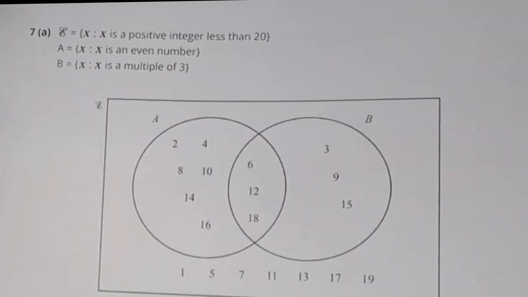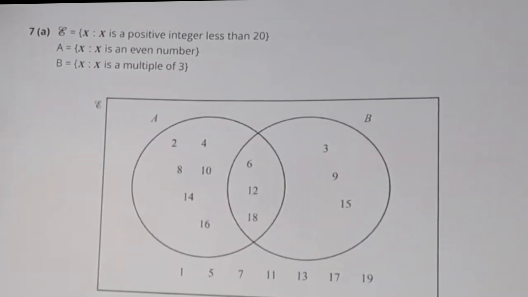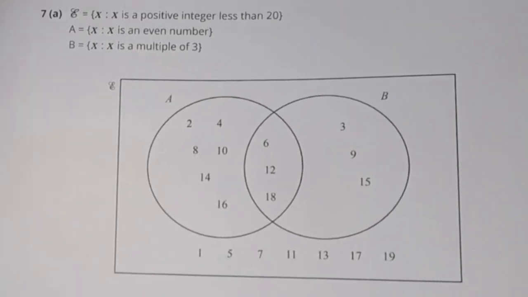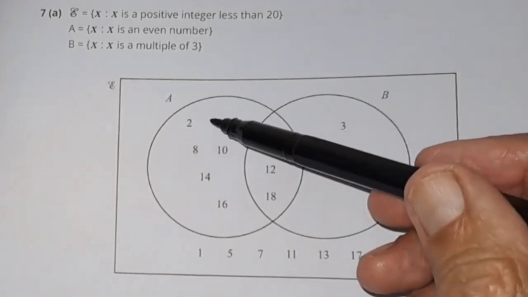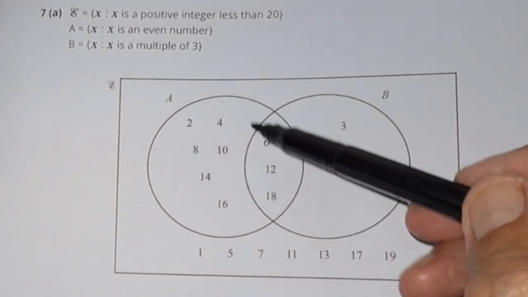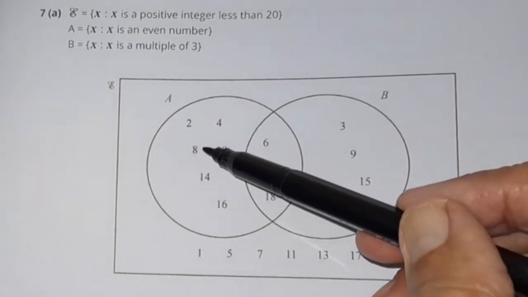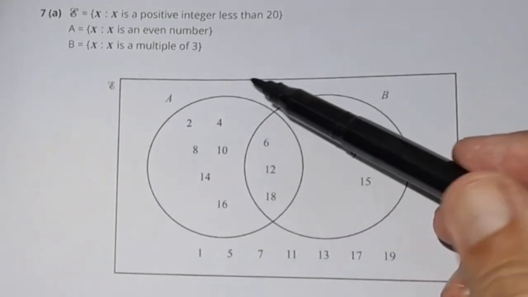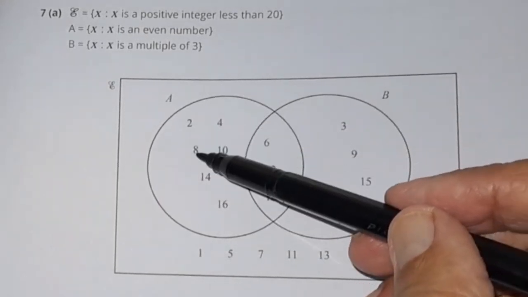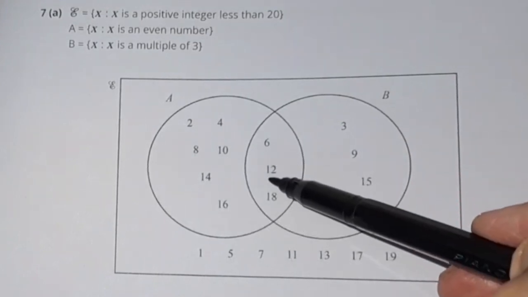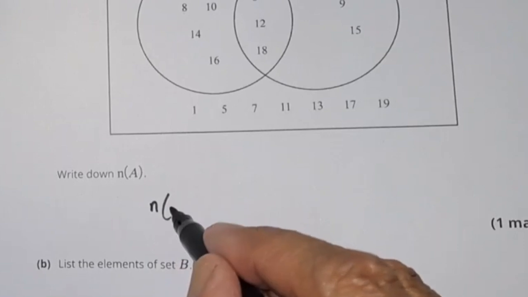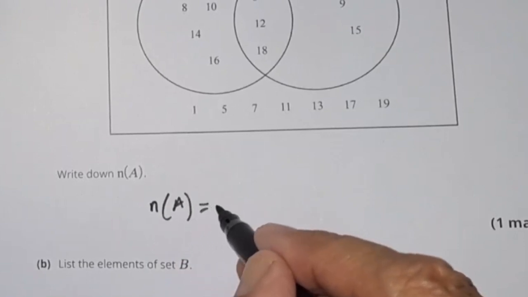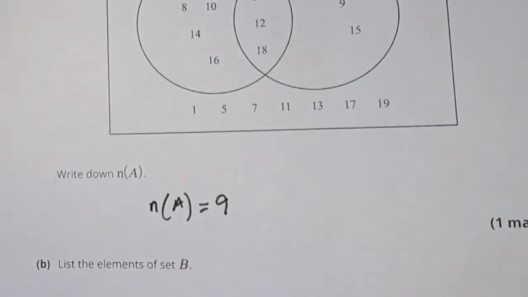We go to question 7, and 7 is asking you to write down the number of elements in A. So we count 2, 4, 6, 12, 18, 10, 8, 14, 16 are the elements of A. So they are 1, 2, 3, 4, 5, 6, 7, 8, 9. So you are going to write down n(A) is equal to 9 and get this mark.